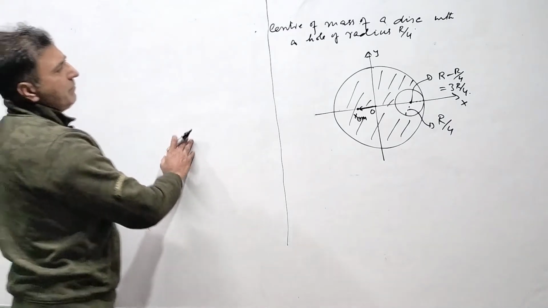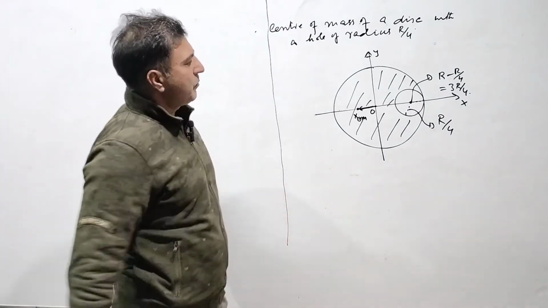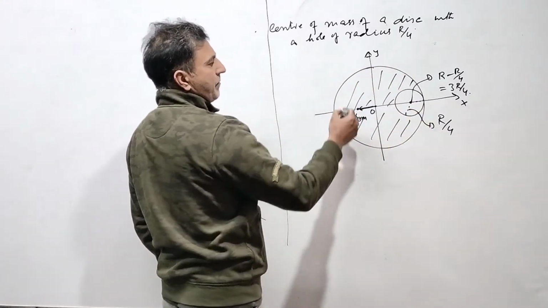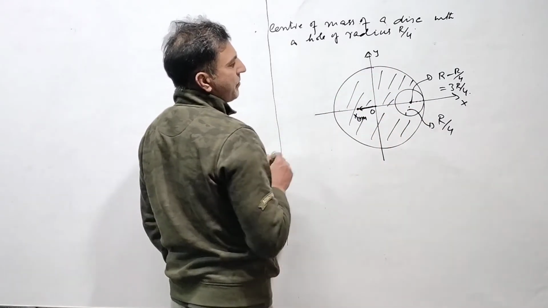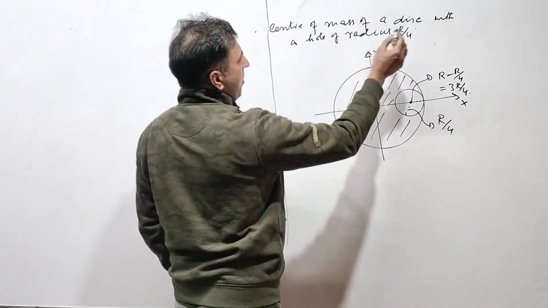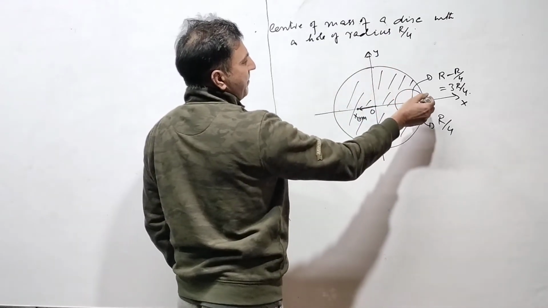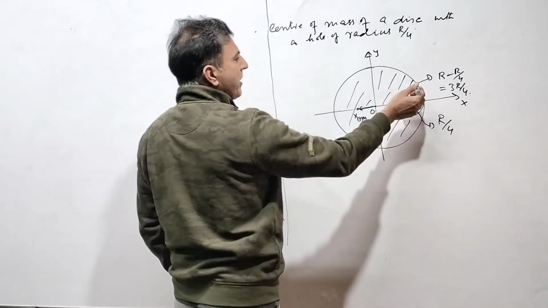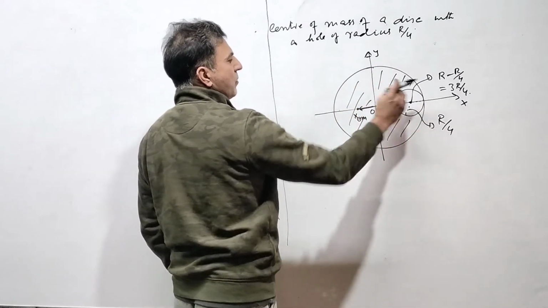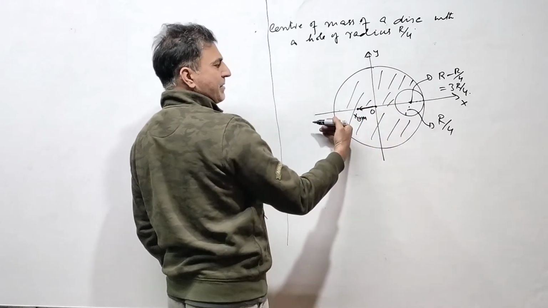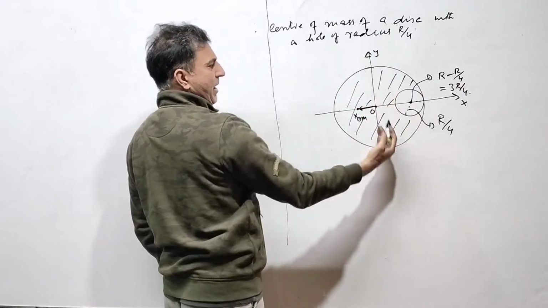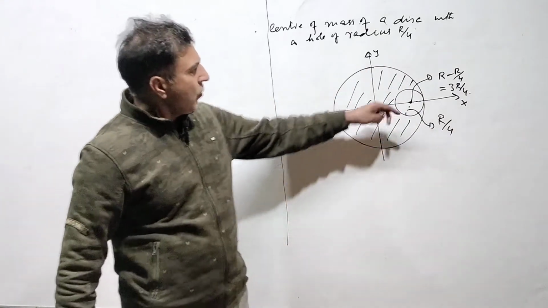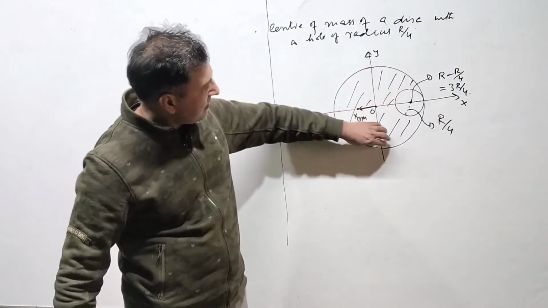This is the third problem on center of mass location. It's a disk of radius r. It has a hole here at the extreme end whose radius is r by 4. We have to locate the center of mass of this disk with a hole. Obviously, it will be shifted to the left side of the y-axis because now there will be a greater mass on this side.